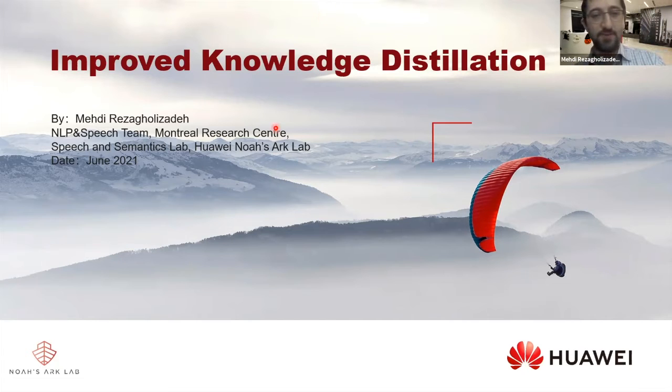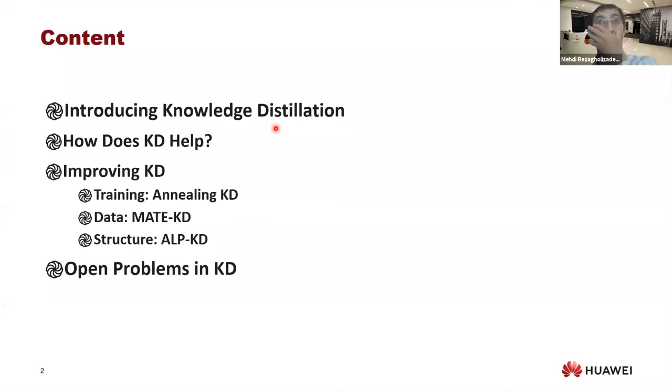Let's go directly to the outline of the presentation. I'm going to introduce knowledge distillation, and also I'll mention how KD is going to help training deep neural networks. And we are going to show improvements on top of original knowledge distillation in terms of training, data efficiency, and also structure efficiency. And then I'll go over some open problems in knowledge distillation.